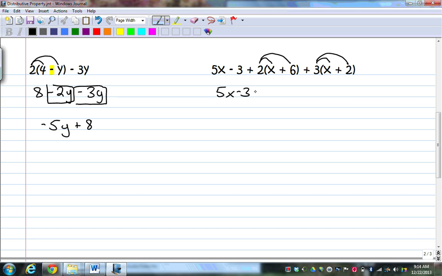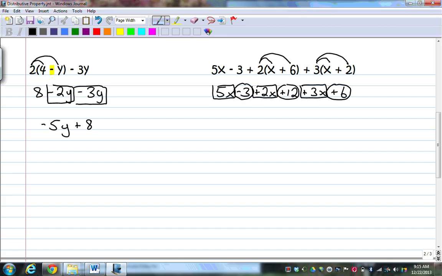Then I have 2 times x is 2x. And 2 times this 6 is 12. Then I have 3 times x is 3x. And 3 times this 2 is 6. Now, for like terms, I have a 5x. I have a positive 2x. A positive 3x. And then I have a negative 3, a positive 12, and a positive 6.